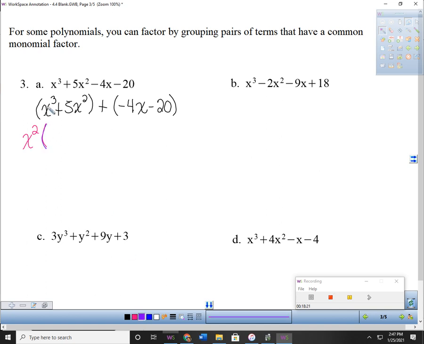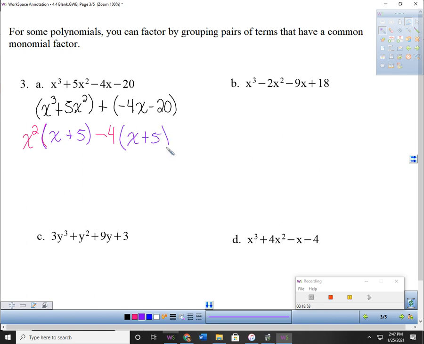So x to the 3rd divided by x squared is x. And 5x squared divided by x squared is 5. All right, then I notice that in this one, they're both negative. So let's go ahead and factor out a negative. And then the common factor is 4. So I'm factoring out a negative 4. Negative 4x divided by negative 4 is x. And negative 20 divided by negative 4 is 5.